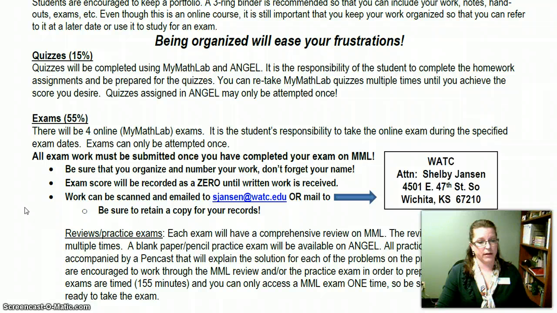Exams, however, you can only click into once. There will be 4 online My Math Lab exams, and you can only click into them once. So make sure when you're ready to take your exam that you have cleared a little bit of time, no interruptions, so that you can put all of your time and effort into the exam and not be interrupted.